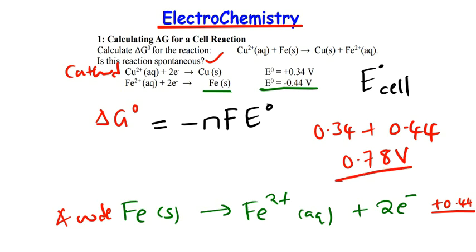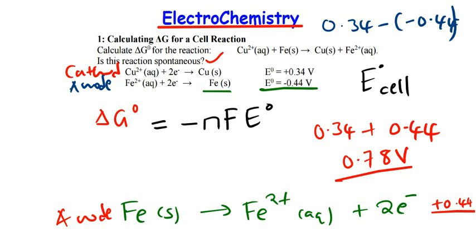Other people would maintain everything as it is and just identify the anode and the cathode without changing the sign, and then they say we're going to subtract the anode from the cathode. So 0.34 minus negative 0.44, which of course will just end up as 0.78.